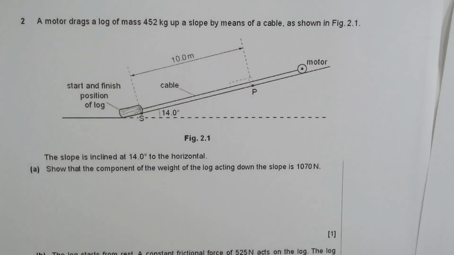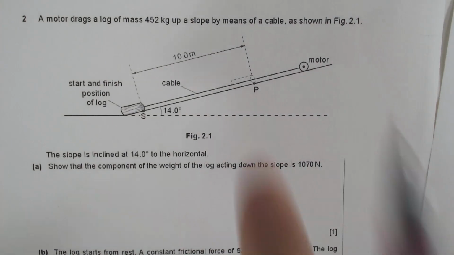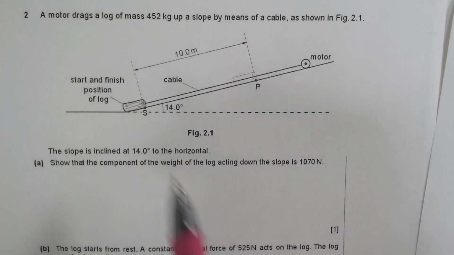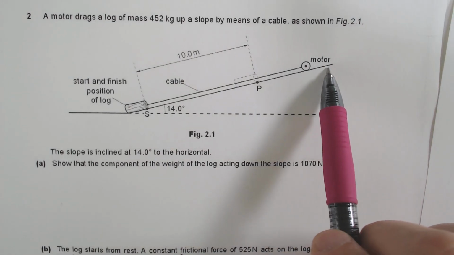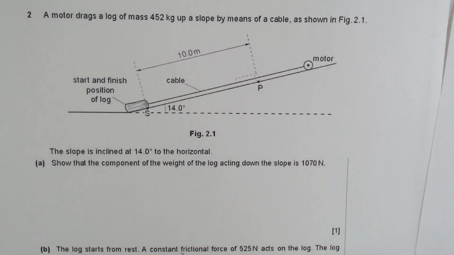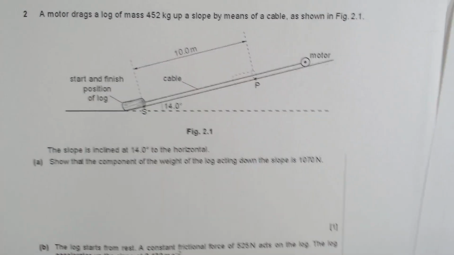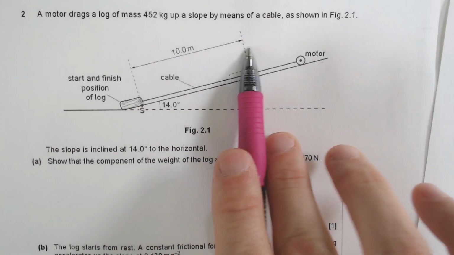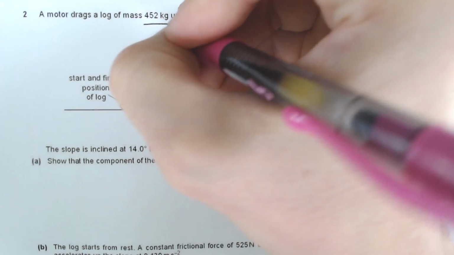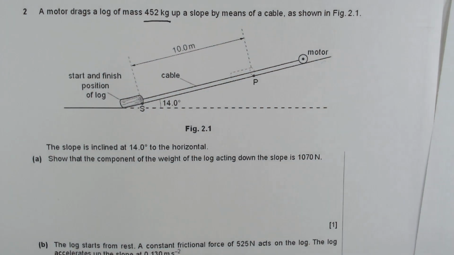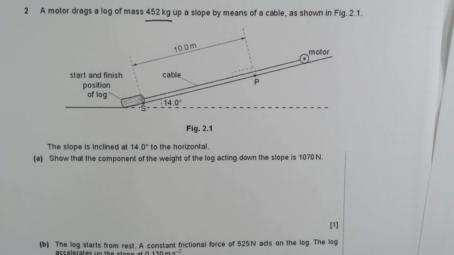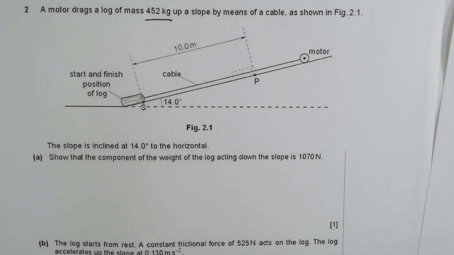Today we're going to be doing a force, power, and energy problem on an incline, okay? So this first thing we've got going on, we've got a motor raising a log, because I don't want to raise a log by hand. It has an angle of 14 degrees and it is going to raise it 10 meters, all right? So the motor drags up that log that has a mass of 452 kilograms.